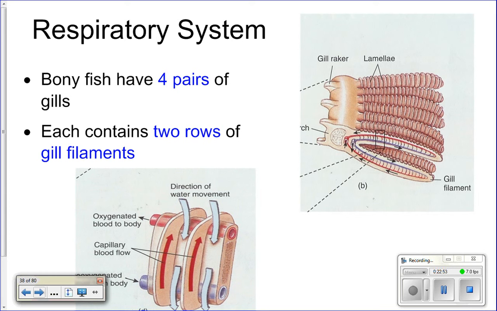Right, so if you think like they've got like 4 on either side. Okay, and then attached to each of those gill arches are going to be 2 rows of filaments. Okay, so you've got 4 gill arches and then 2 rows of filaments on either of these. So total, a fish will have 8 gill arches, right, and then 16 rows of filaments. Yes? Okay.